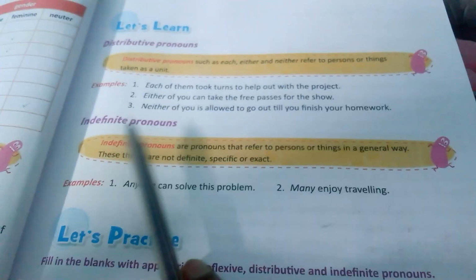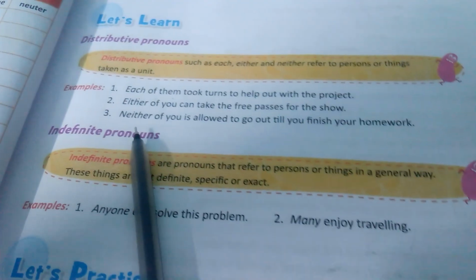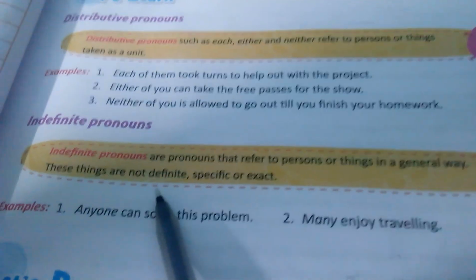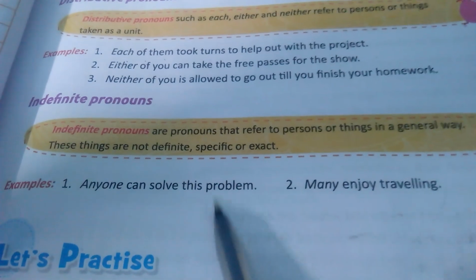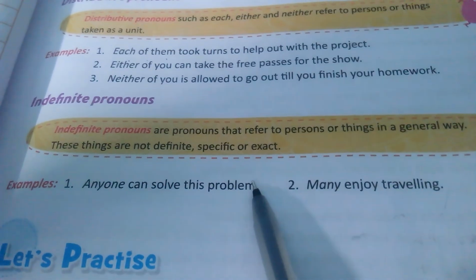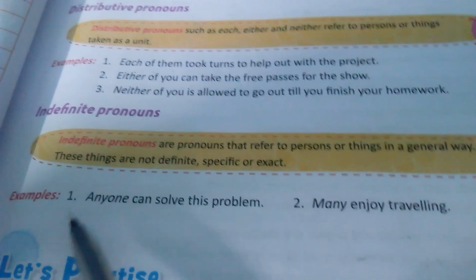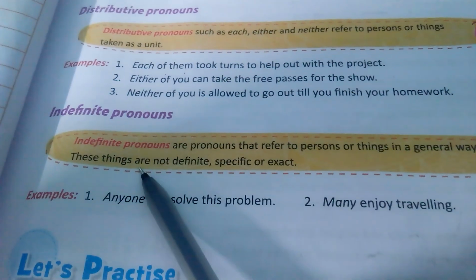When we come to indefinite pronoun, what do we see? Indefinite pronouns are pronouns that refer to persons or things in a general way. These things are not definite, specific or exact. Suppose when I refer to a whole lot of people, I can say anyone can solve this problem. So among the whole lot, anyone can solve the problem. So it is indefinite pronoun. It's not somebody who is definite there.